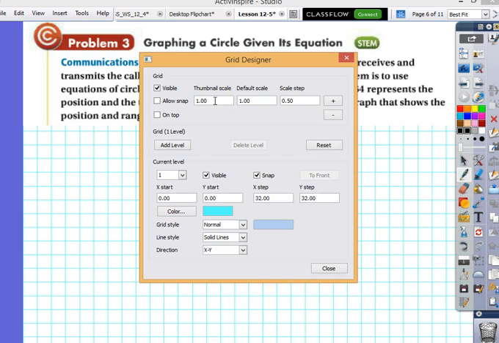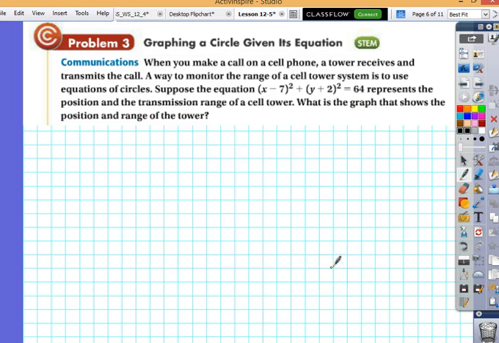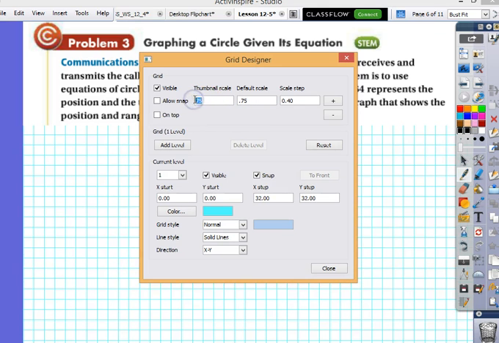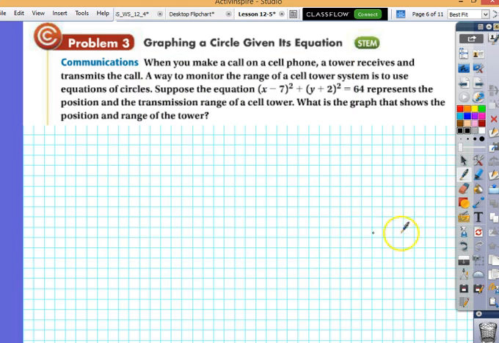So let's do 0.4. Didn't do anything, did it? 0.75. 0.75. Yeah, I get it. So yeah, that makes it a little bit smaller.